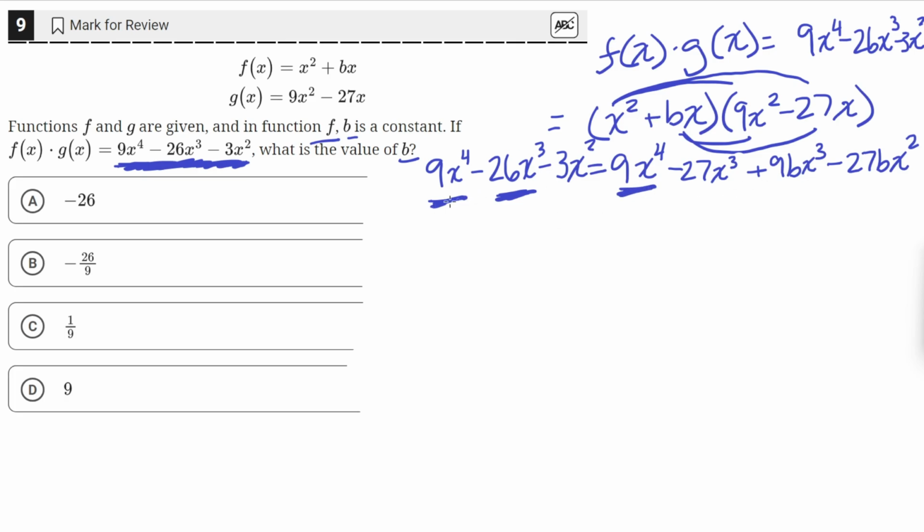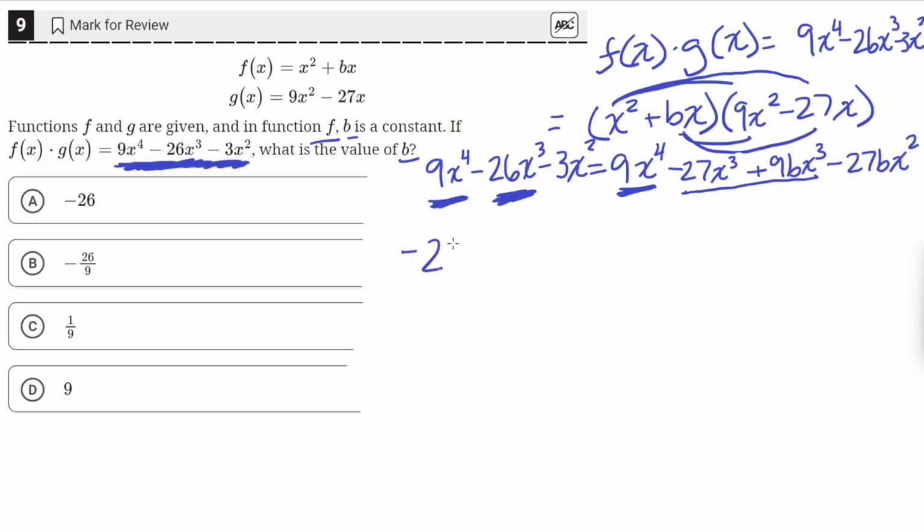So we have 9x to the fourth and 9x to the fourth. Then we have a negative 26x cubed, but on the right-hand side we have negative 27x cubed plus 9bx cubed. So we have these two x cubed terms, and after we combine these two terms, they should get a coefficient of negative 26. Why? Because we know that both sides of this equation are equal, and the only x cubed terms on this side are these two right here. So whatever the value of b is, they must add up to be negative 26x cubed.